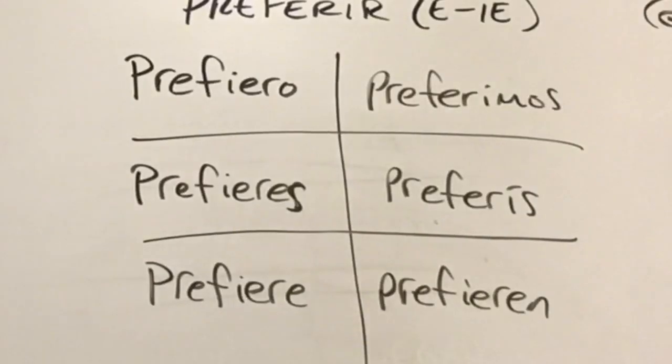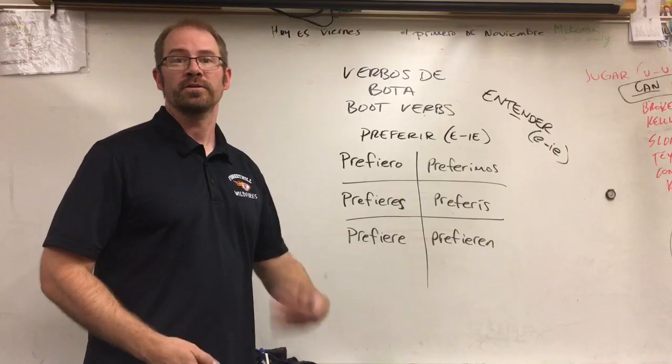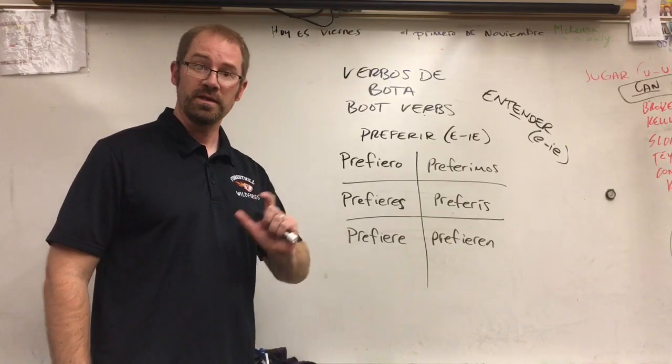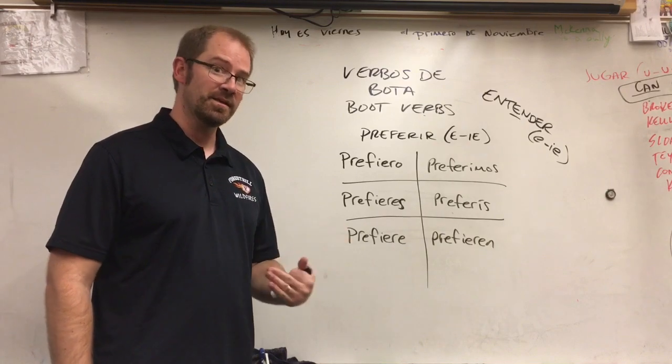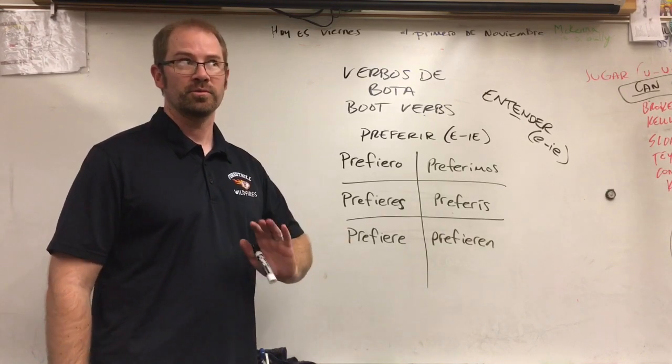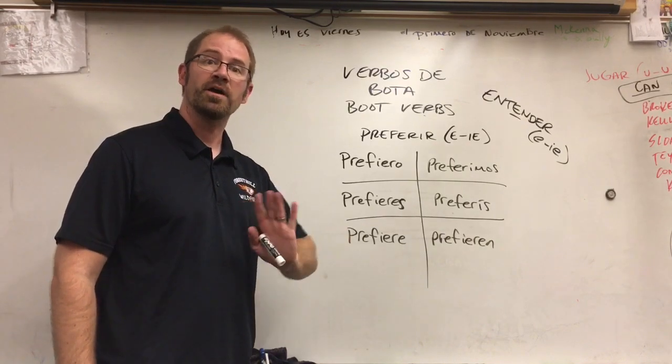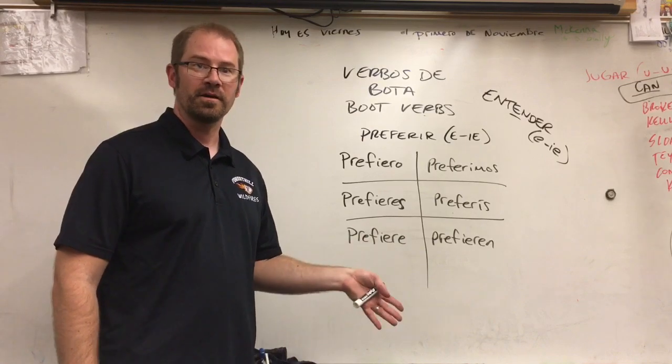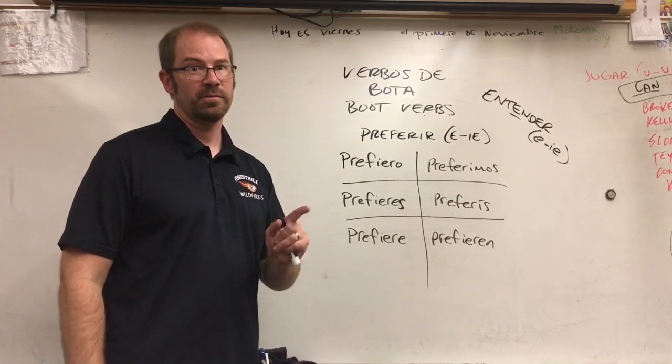Okay, so we have prefiero, prefieres, prefiere, preferimos, preferís, and prefieren. And you notice that the E that changed to an IE is the second E in preferir. Now, if you had trouble with the endings of it, keep in mind that the IR verbs are a little different than the AR verbs. If you haven't noticed this pattern yet, let me show something to you.